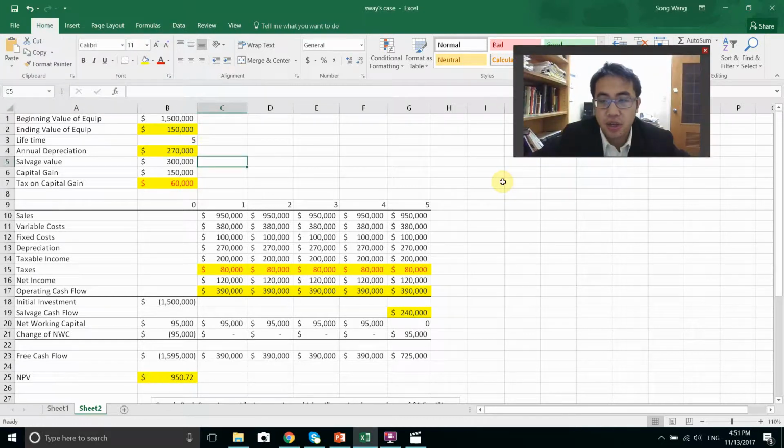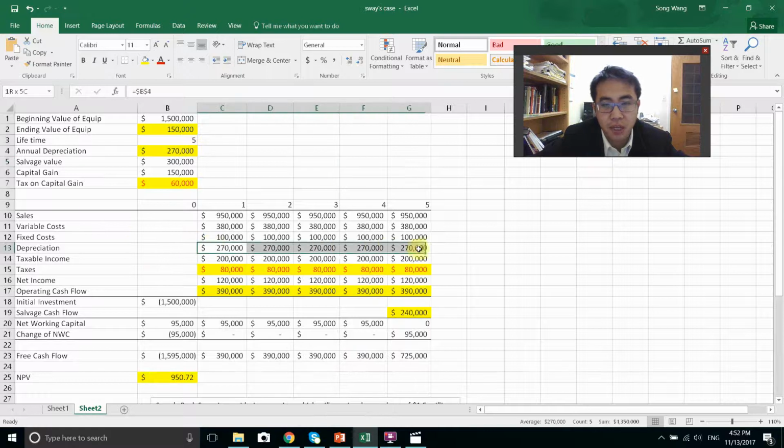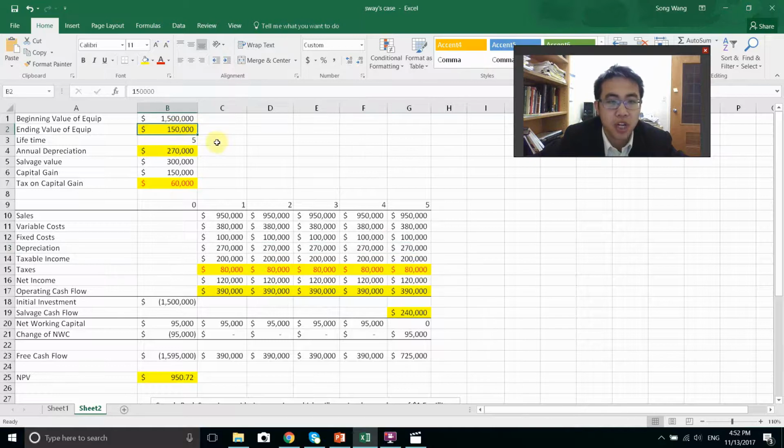Okay, so in your test, if you are asked to use the MACRS method to calculate depreciation and the NPV, this is something you should do. For example, in the Speedo case, we have a 5-year project, so the equipment lasts for 5 years, so it falls into the category of 5-year assets. If I'm going to use MACRS to calculate my depreciation, not only will my annual depreciation change to different numbers, but also the ending book value will change.